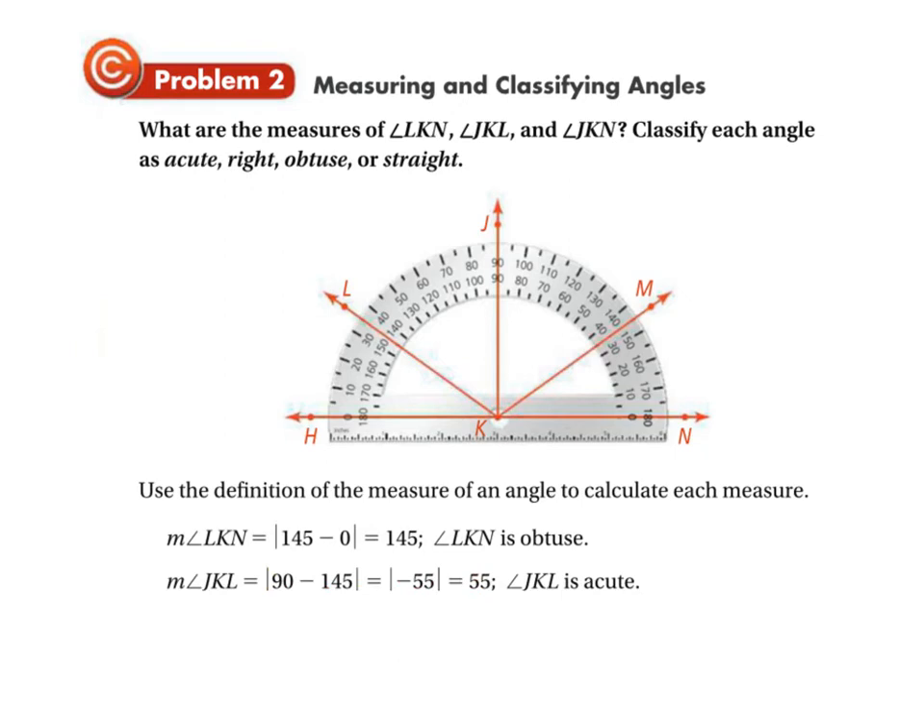It's acute. And finally, they ask about angle JKN. Okay, 90 and 180 for the outside track, or 90 and 0 for the inside track. They used 90 and 0. Subtracting, you get 90. Absolute value is 90. So angle JKN measures 90 degrees and is therefore a right angle.